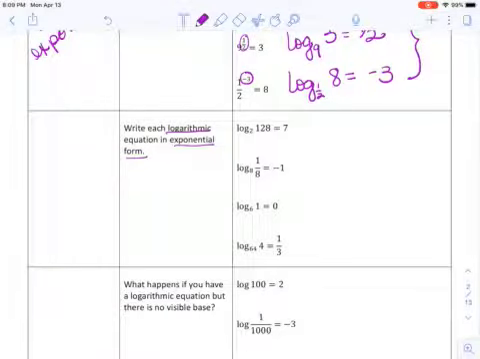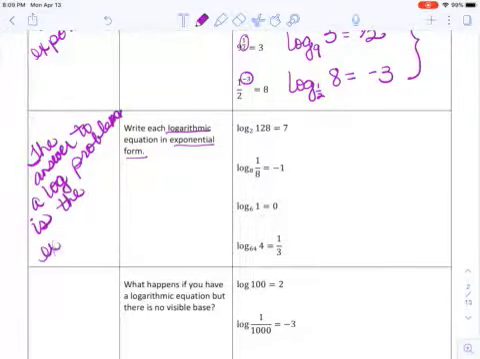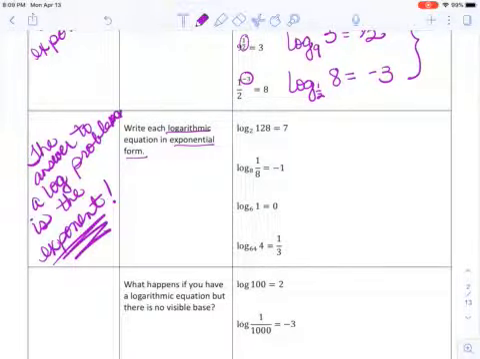But again, remember, I'm going to say it again. The answer to a log problem is the exponent. So if I look at these 4 examples in this next section, 7 is my exponent, -1 is my exponent, 0 is my exponent, 1/3 is my exponent.